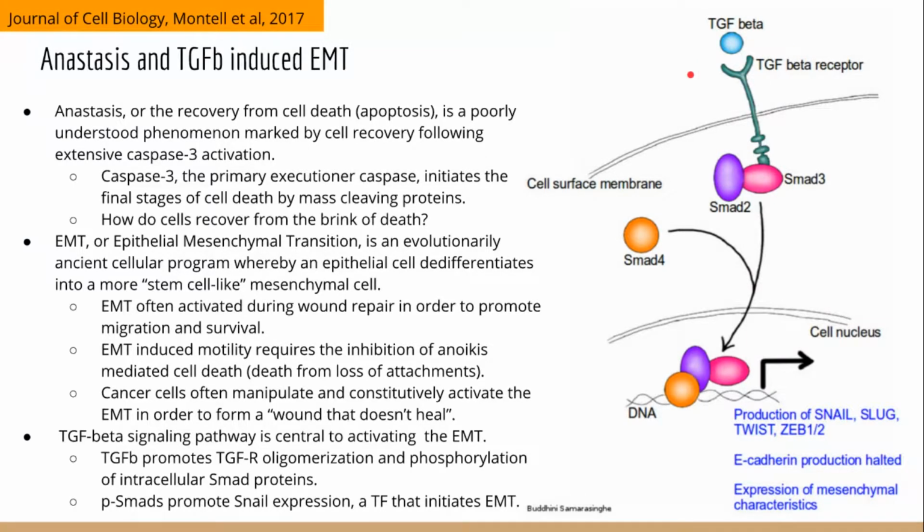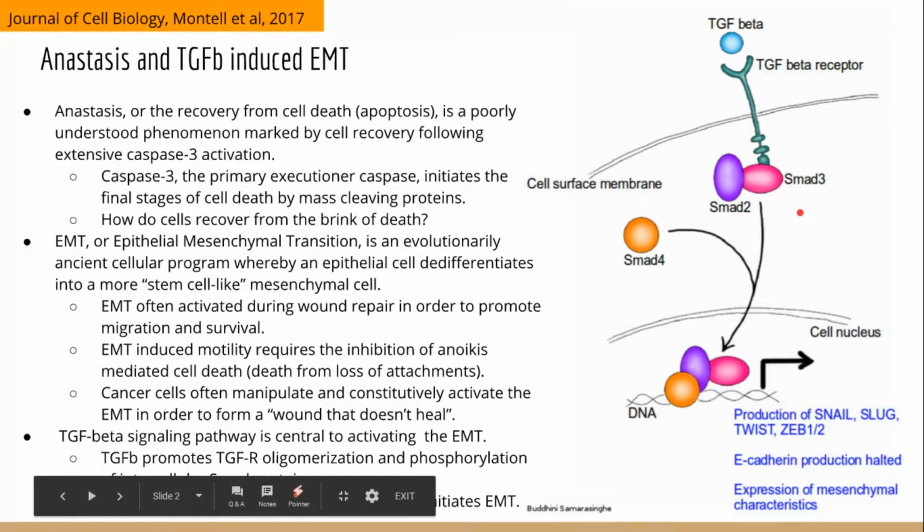So TGF-beta is a signaling protein that is normally bound up in the extracellular matrix in an inactive form, but it can be proteolytically cleaved or sometimes released during injury-associated inflammation. And when TGF-beta is released from the extracellular matrix, it can bind to a receptor on epithelial cells, and it initiates this SMAD signaling pathway.